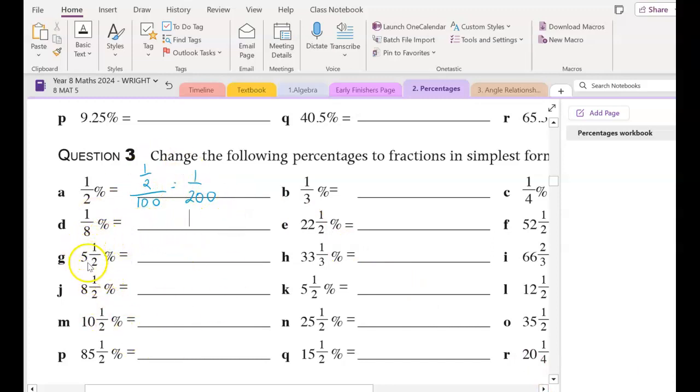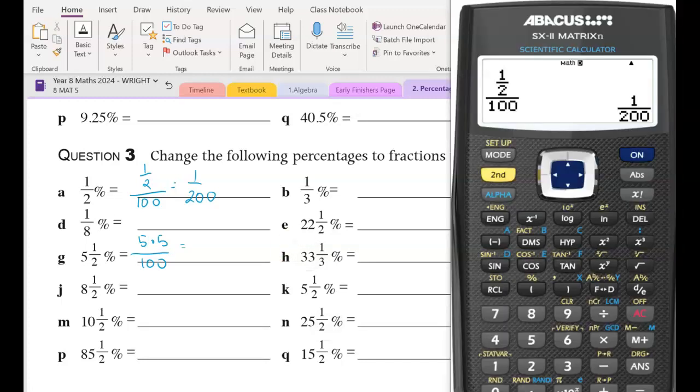The other thing you could do if you didn't want to use your fraction button, so for example, if I have a look at G here, 5.5%, that's going to be 5.5 over 100. You could do it that way. Or if you wanted to use your fraction button, you could put in 5.5, which you can pop up there. So there's various ways that you could do these questions.